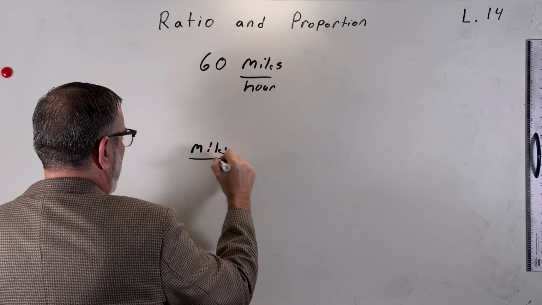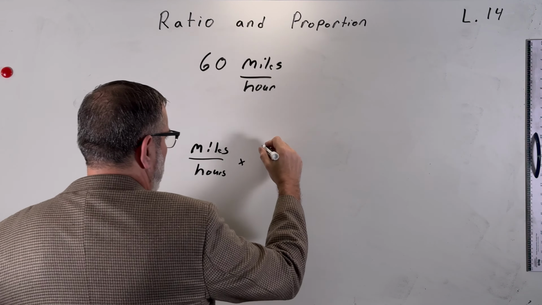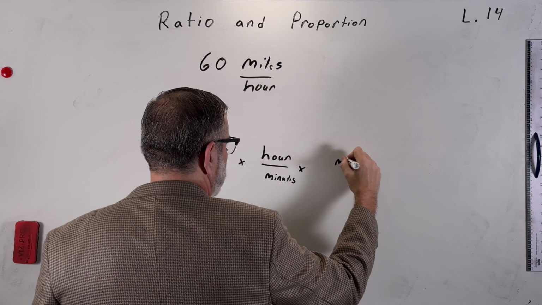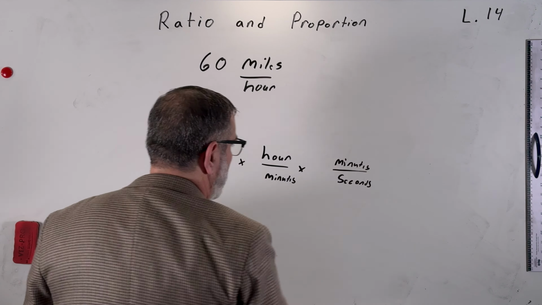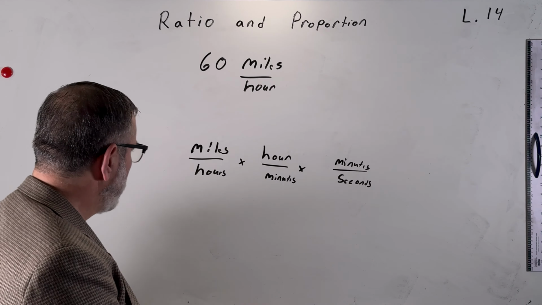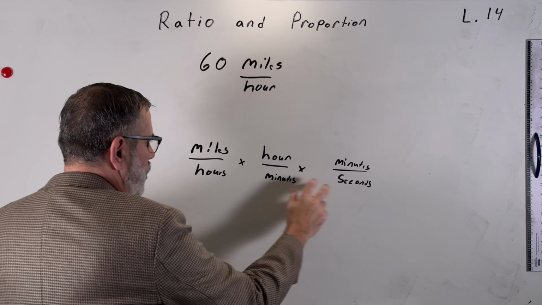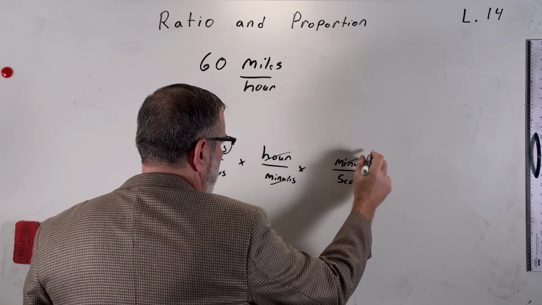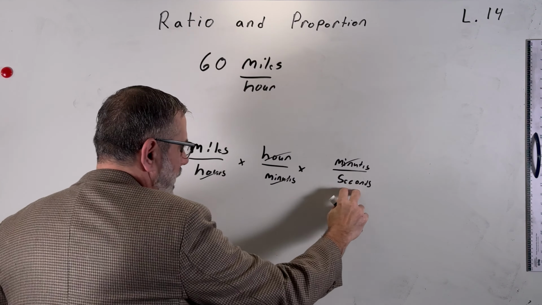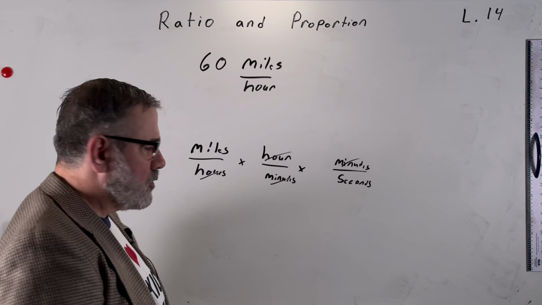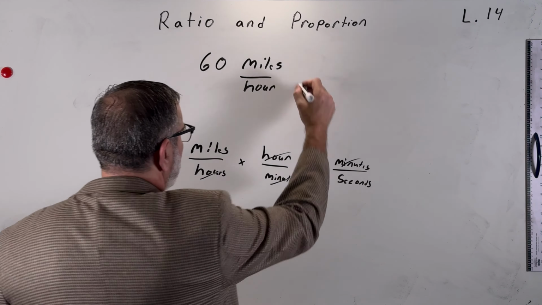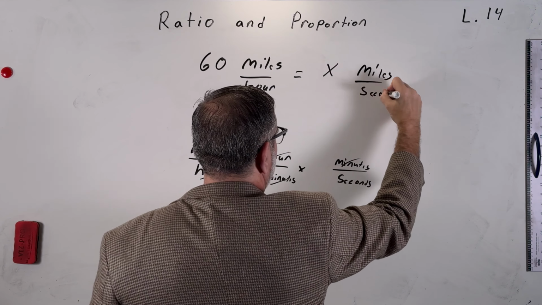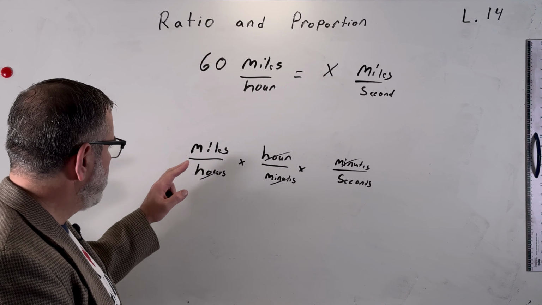Miles over hours times hours over minutes times minutes over seconds. Do you see what's going on here? I've set up these units such that the hours will cancel, the minutes will cancel, and I'll be left with miles in the numerator and seconds in the denominator. Okay, so what we want to do to solve 60 miles per hour equals x miles per second is plug in numbers for each of these.